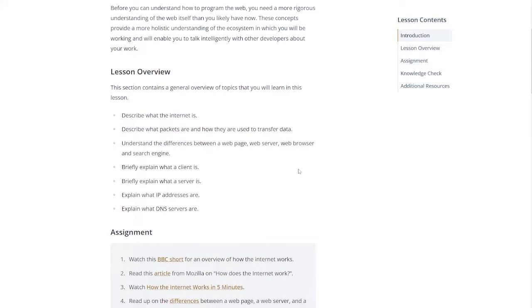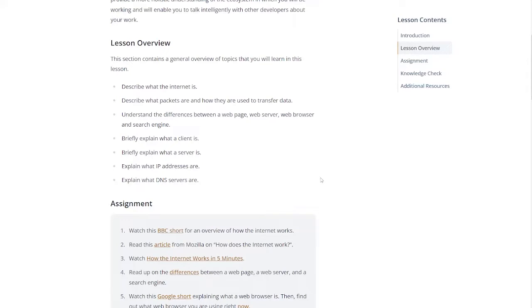Describe what the internet is, describe what packets are and how they are used to transfer data, understand the differences between a web page, web server, web browser, and search engine, briefly explain what a client is, briefly explain what a server is, explain what IP addresses are, explain what DNS servers are.